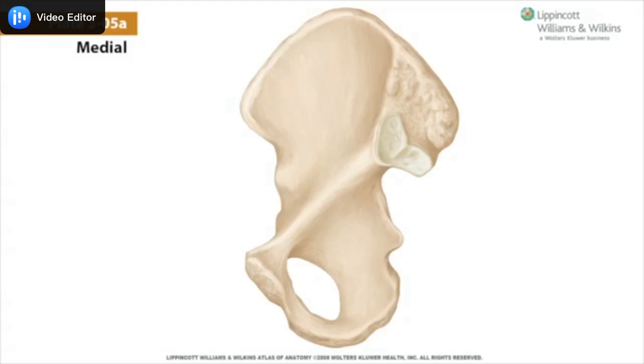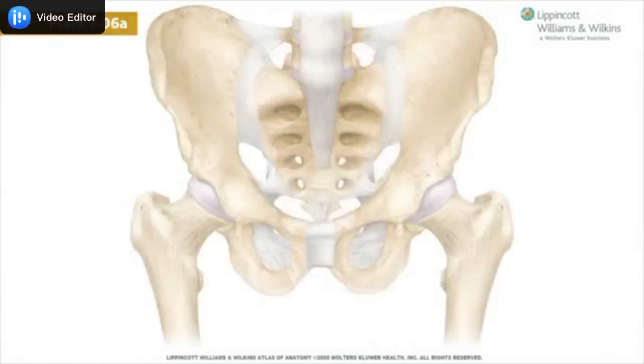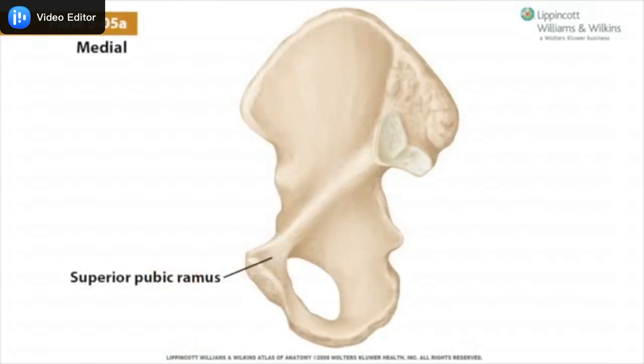The pubis consists of a body and two rami. The inferior pubic ramus joins the ramus of the ischium to form the ischiopubic ramus. The left and right ischiopubic rami form the pubic arch, and the inferior edge of the pubic arch is the subpubic angle. The ridge on the distal part of the superior ramus of the pubis is called the pecten pubis.